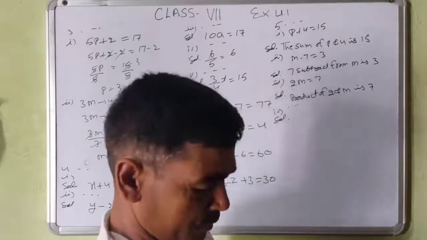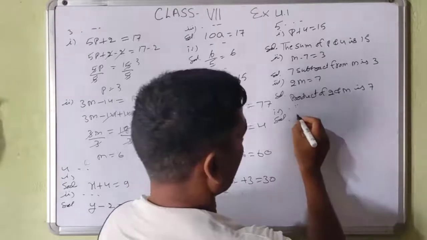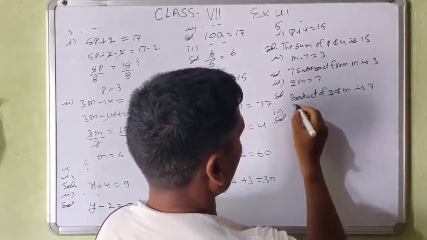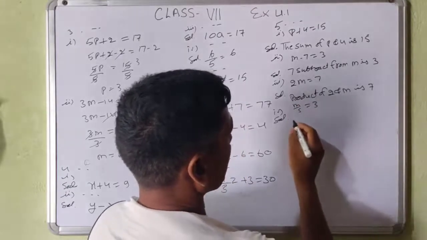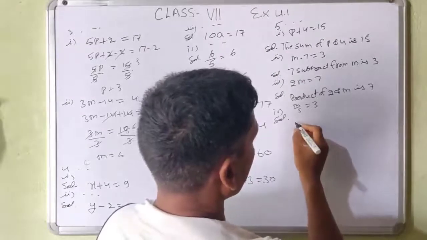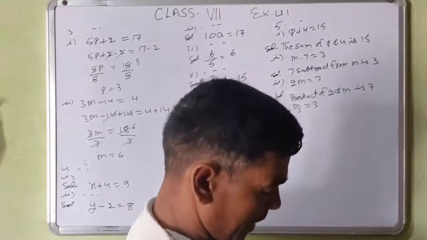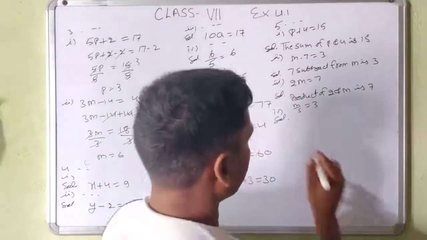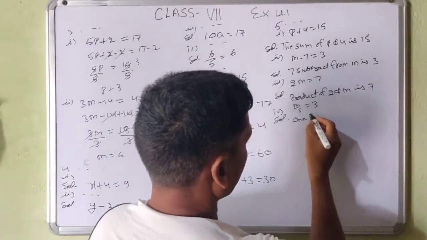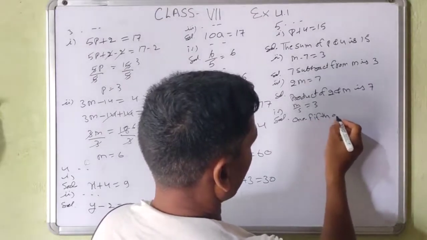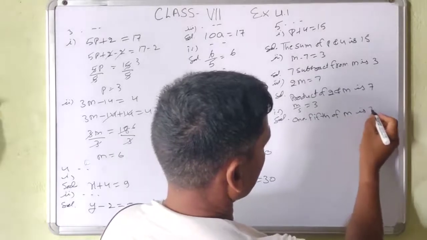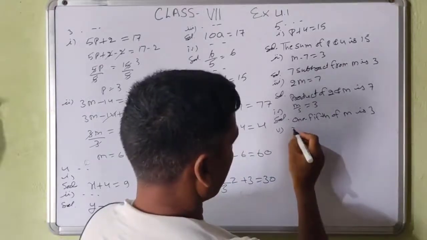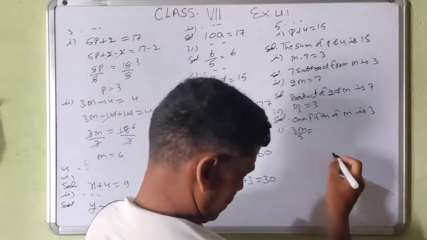Solution, fourth part, M upon 5 is equal to 3. So M divided by 5, or 1/5 of M, is 3. This one also. Fifth part, 3M upon 5 is equal to 6.